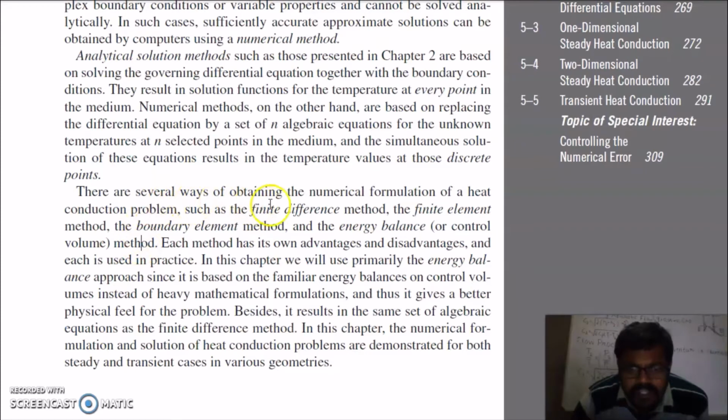So there are several ways of obtaining the numerical formulation of a heat conduction problem: the finite difference method, the finite element method, the boundary element method, and the energy balance method, which is the control volume approach. In this chapter we will use primarily the energy balance approach, since it is based on the familiar energy balance on the control volume instead of heavy mathematical formulations.